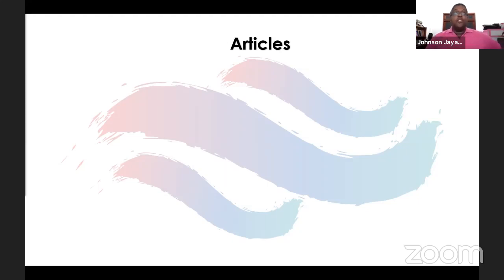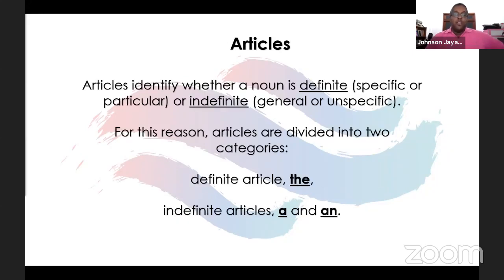So what are articles? Basically, articles are used to identify specific nouns. When you're talking or writing specifically about a certain noun, you're going to be putting an article. And when you're being unspecific, you're also going to be putting an article. When you're definitely talking about something specific, you use the definite article 'the'. And when you're talking indefinitely or unspecifically about a noun, you use 'a' and 'an'. So there are 3 articles in the English language.